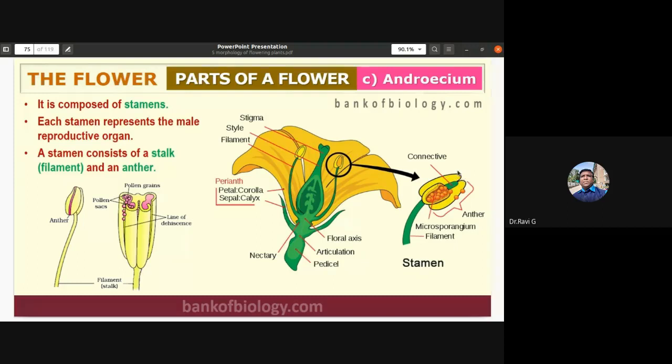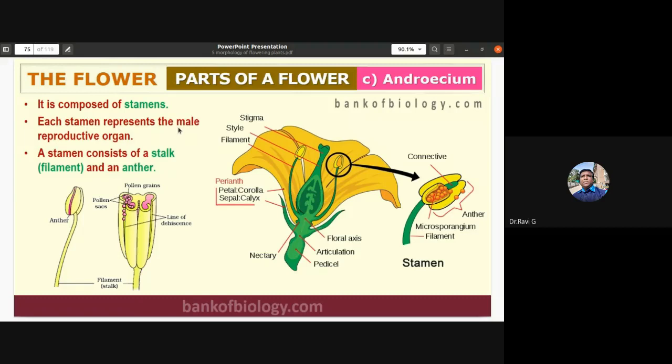Okay, anther is called microsporangium, and the pollen grain is called microspores. You'll be studying those details in the second year PU when we come to the discussion of sexual reproduction in flowering plants. Now, as we are just describing the morphology, know that androecium is the male reproductive part of the flower. It is an essential whorl. Then androecium is a collection of stamens.